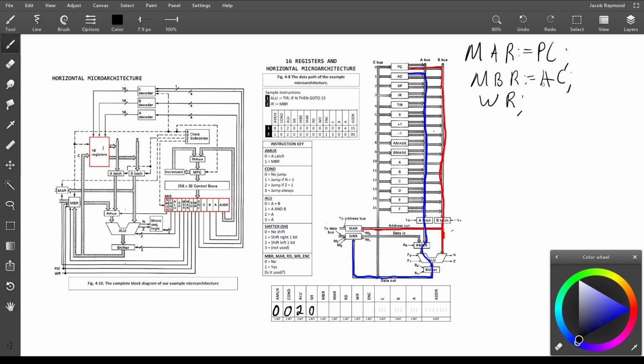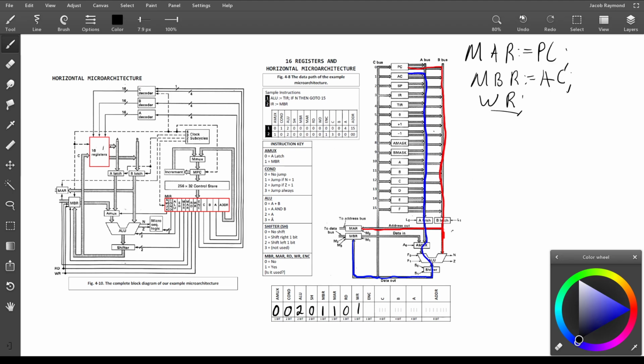Now for MBR, we're writing something to the MBR, so MBR is going to be 1. MAR, we're writing something to the MAR, so it's going to be 1. Read is not in this instruction, so it's 0. Write, it's right here, so 1.